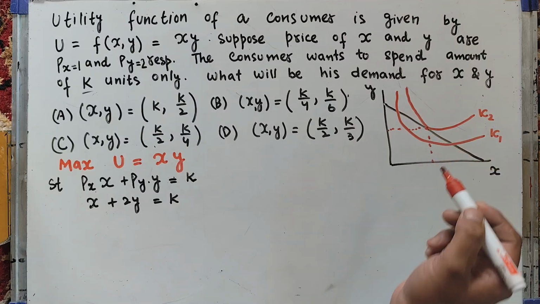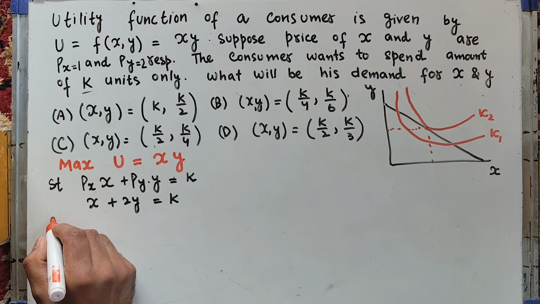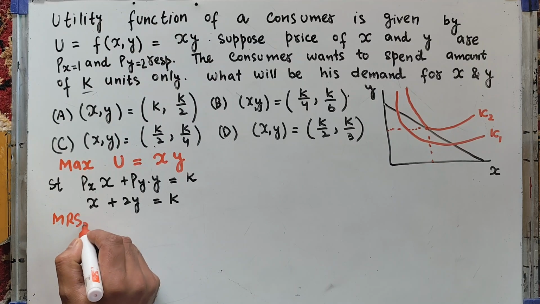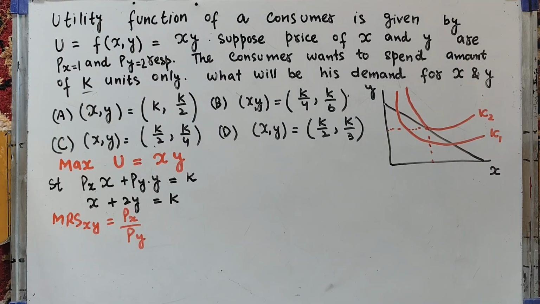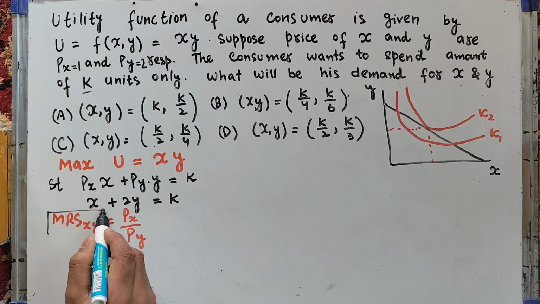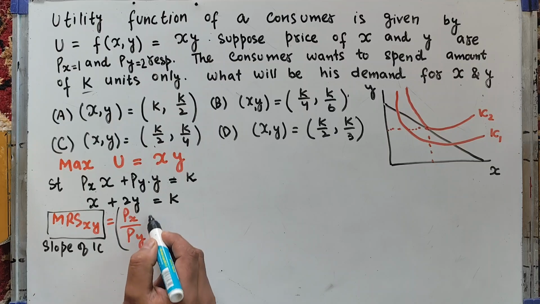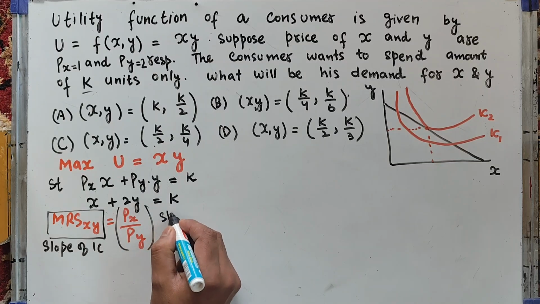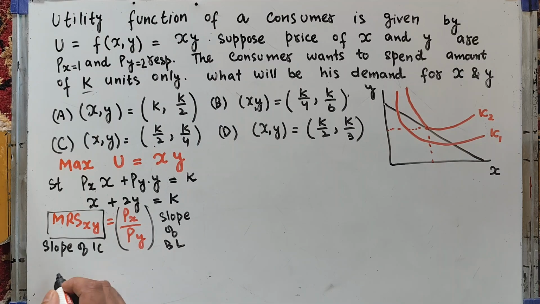Now at this point, what happens under the tangency condition? The marginal rate of substitution between good x and y is equal to the ratio of the prices, price of good x upon price of good y. This MRS is simply the slope of the indifference curve, and the price ratio is the slope of the budget line. MRS, as we know, is the ratio of the marginal utility of good x and the marginal utility of good y, and it should be equal to the ratio of the prices.